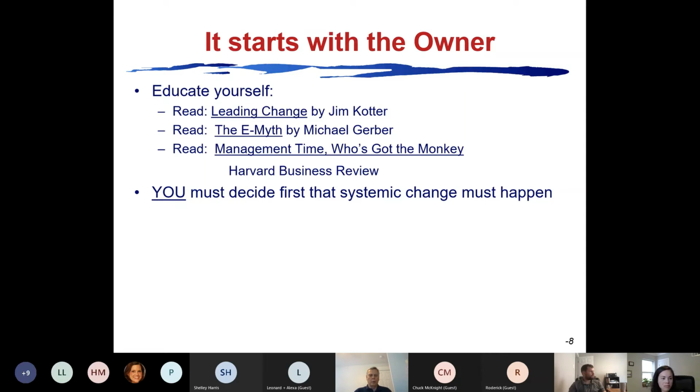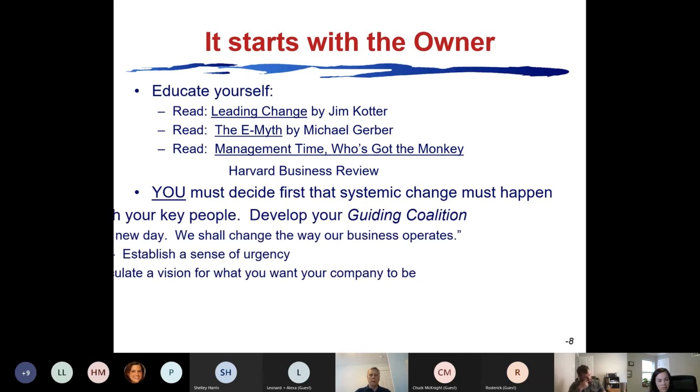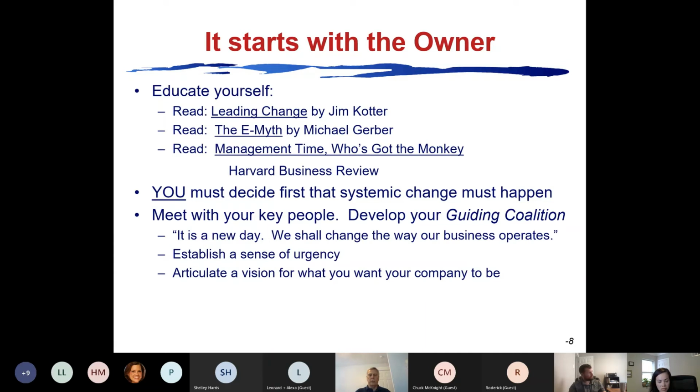You, that is you, must decide first that systematic change must happen. You have to decide that. It starts with you. So do these things. Meet with your people. Develop that guiding coalition. Now, who is that? That's the key people that work with you. Maybe some of your family members. It could be some of the folks who've been with you a long time, some people who hold important roles in your company. You want some thinkers, some people who are open-minded, some people who are willing to change, some people who are interested in continuous improvement.